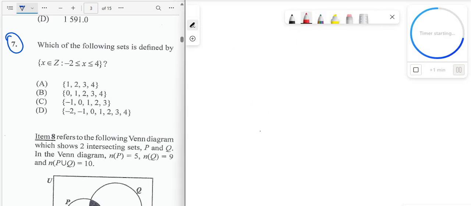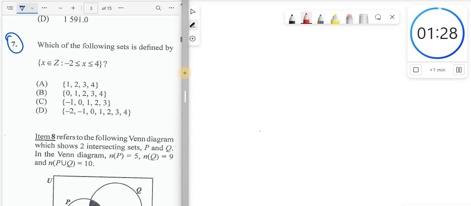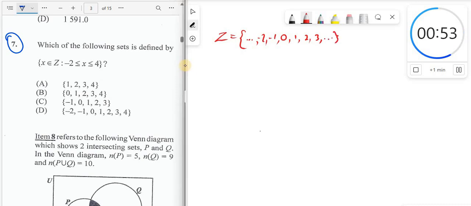Alright, so for number 7, we're told that x is a member of integers. Z here represents members that are integers, meaning you have like 0, you have -1, -2, and you keep on going the same sequence to the left. Keep on getting more and more negative. And as you go to the right, you get more and more positive, right? The number gets bigger, but in the same sequence. Okay, but let's get to the question at hand.